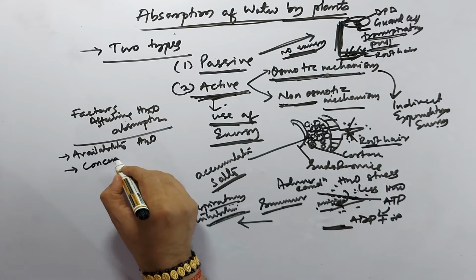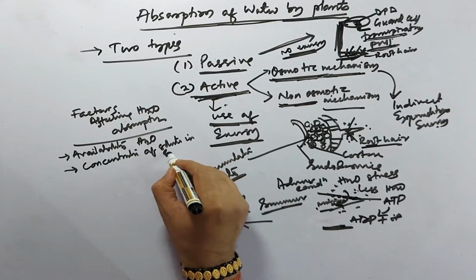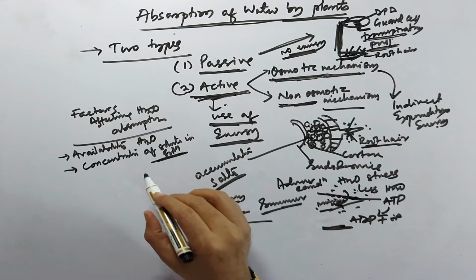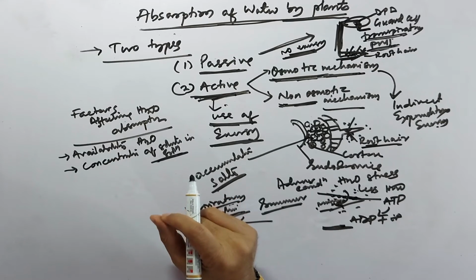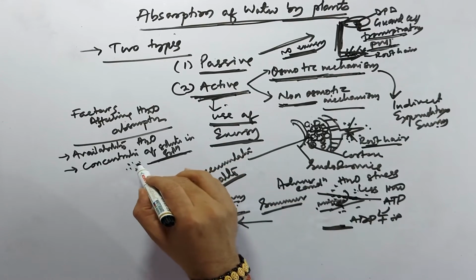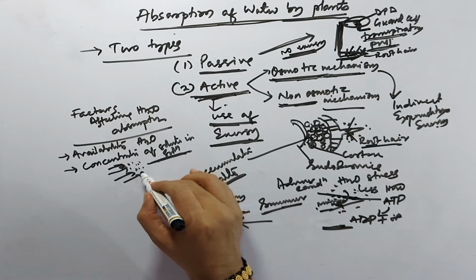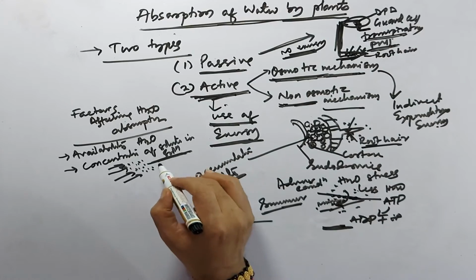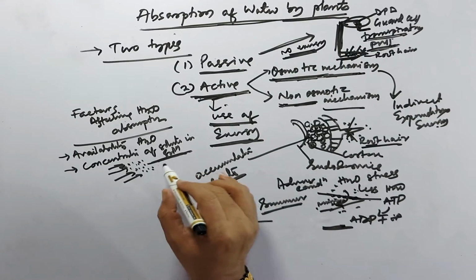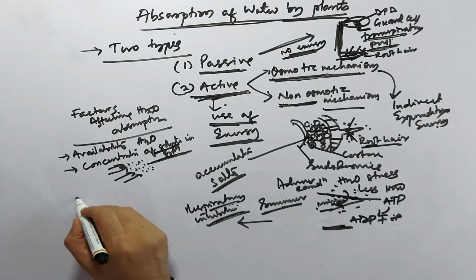Then concentration of solute in soil. It is very important that you know that when farmers use different types of nutrients, or we can say fertilizers, what happens after using the fertilizers? A high rate of water flow should be there, or they flood the field with water to decrease the concentration of the solutes, which facilitates the absorption of water. So when solute concentration increases in the soil, it adversely affects water absorption.